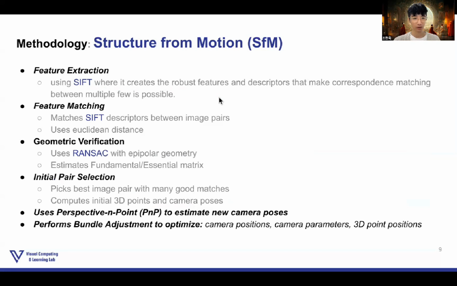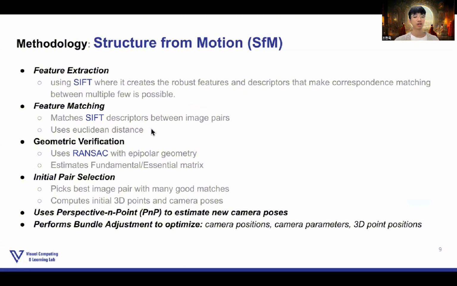After we already do feature extraction, with those descriptors, with the information extracted from each image, we do feature matching. In feature matching, we try all possible image pairings, and we use Euclidean distance to define whether it is a good feature match or not.